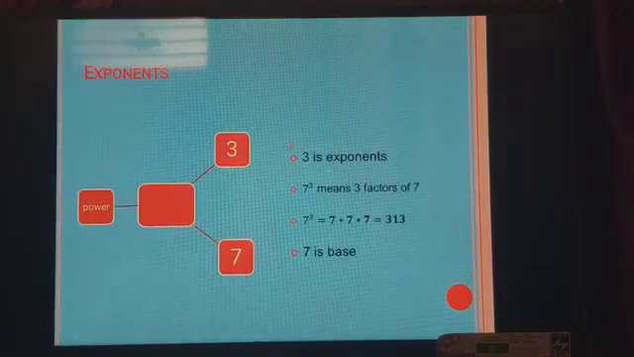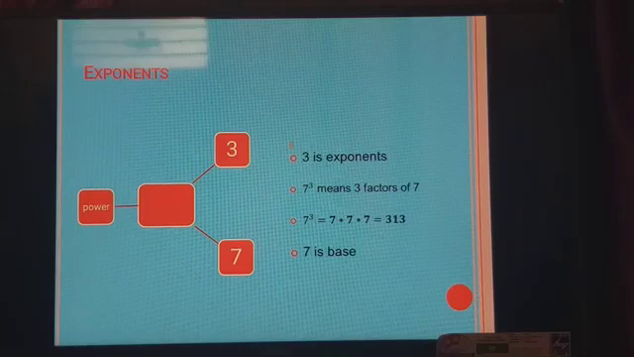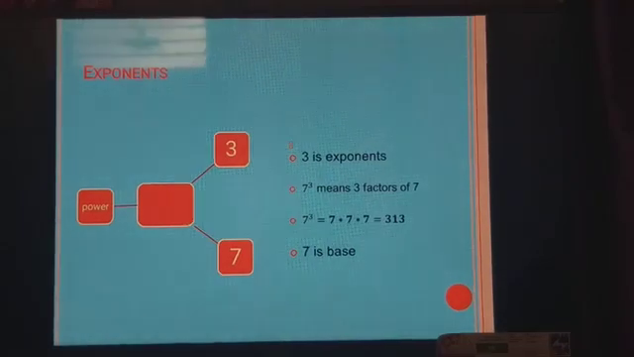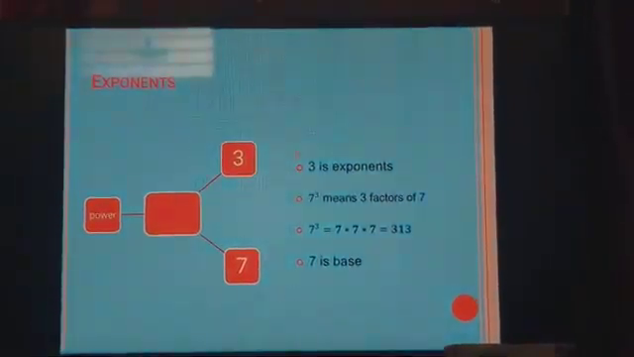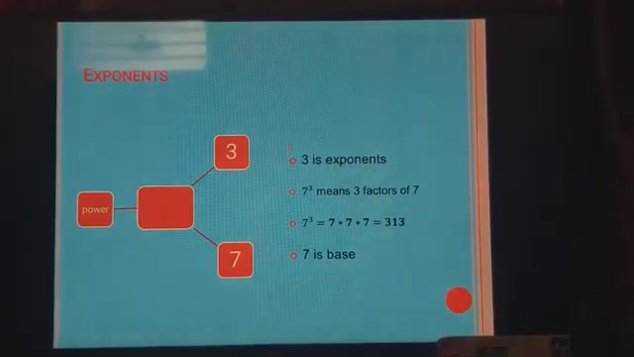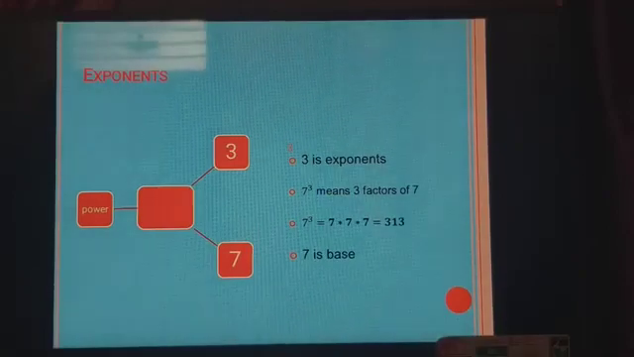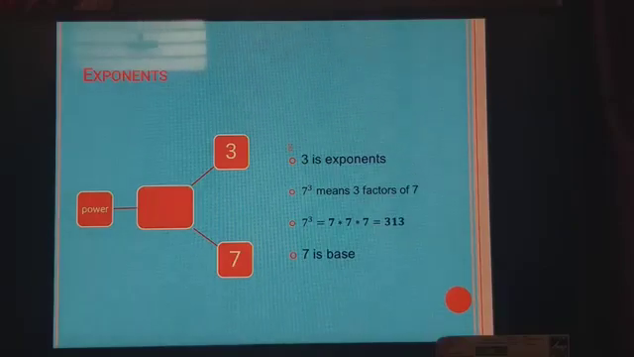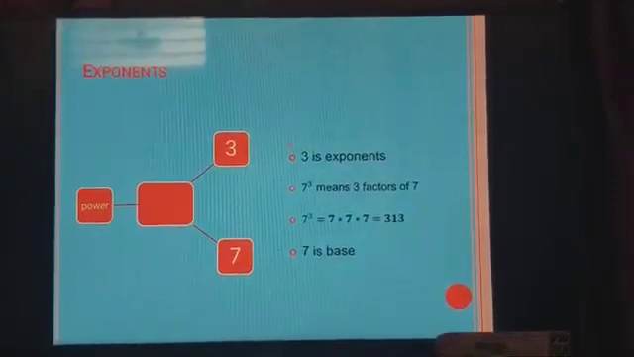For that we have to understand what powers are. 7 to the power 3 means 3 factors of 7. We say it 7 raised to 3, where 7 is the base. Here the base is 7 and raised to 3, so 3 is the exponent and 7 raised to 3 is called the power. What does 7 raised to 3 mean? 7 raised to 3 means 3 factors of 7.